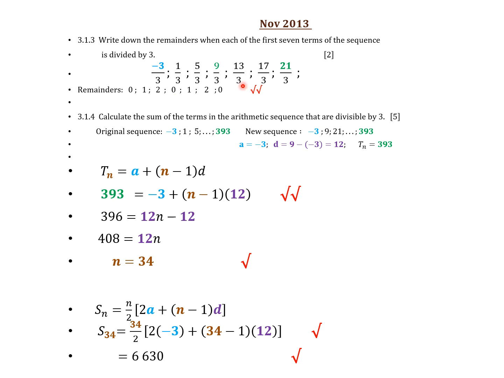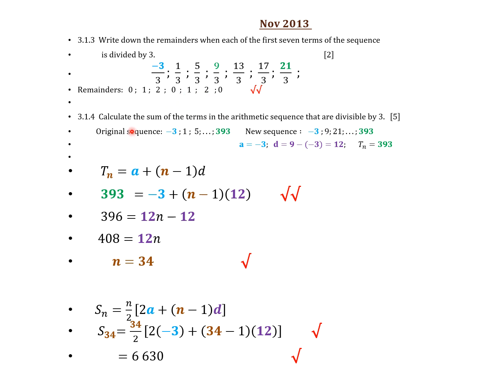13 divided by 3, 3 goes in 13 4 times, which is 12. 13 minus 12 gives me a remainder of 1. 3 goes in 17 5 times, 3 times 5 is 15. 17 minus 15 is a remainder of 2, and 21 divides by 3 with no remainder. So there, write down the remainders: 0, 1, 2, 0, 1, 2, 0.